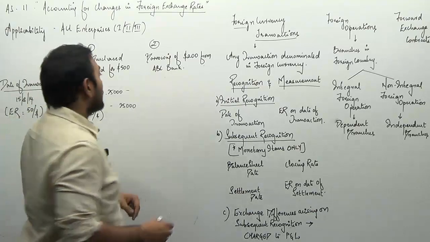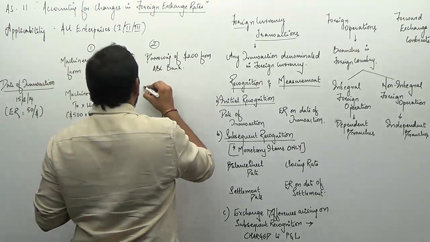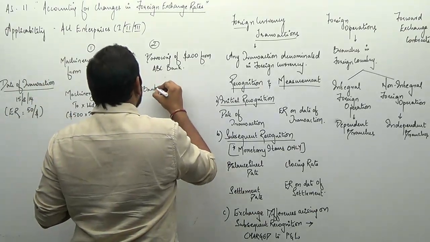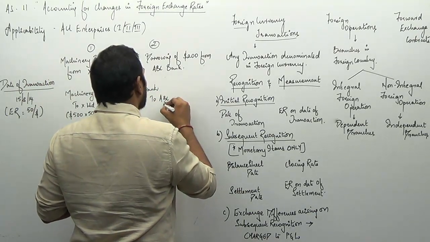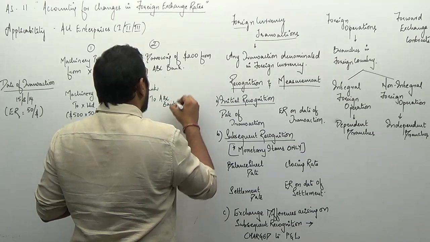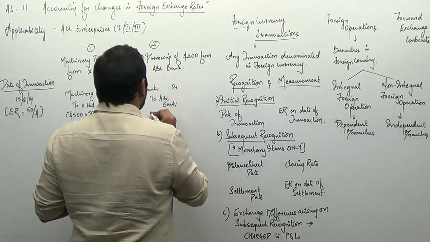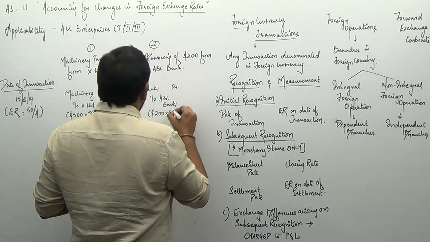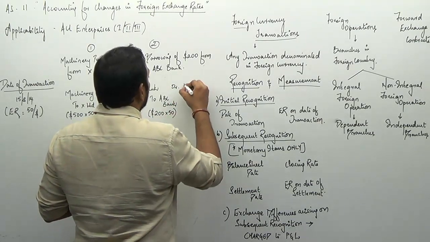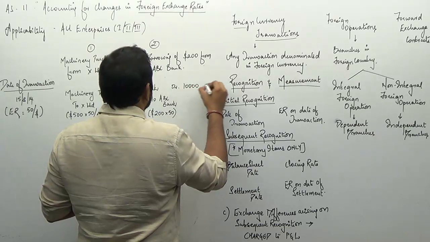He borrowed 200 million from the bank. So I get bank account debit to ABC Bank. That's from whom he borrowed. 200 into 50 rupees per dollar is 10,000.